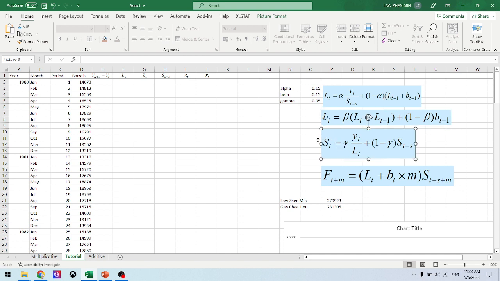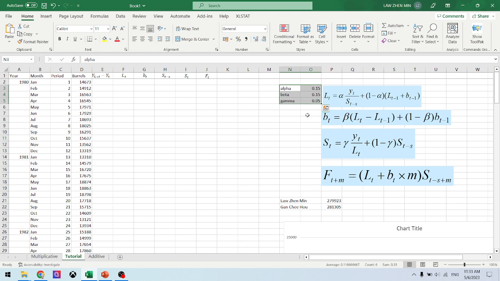Now we take a look at the seasonality component. If you want to compute the seasonality component, you need the previous seasonality component and also the level component. For the trend component, you need the level component. And in the level component, we still need the seasonality component and also the trend component. Don't forget that we have three parameters for this forecasting method, which are alpha, beta, and gamma.